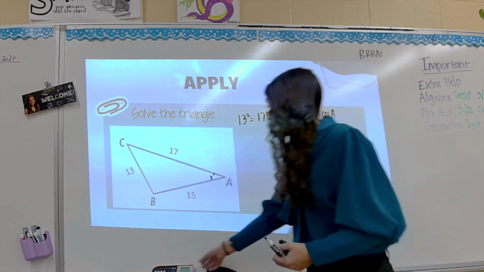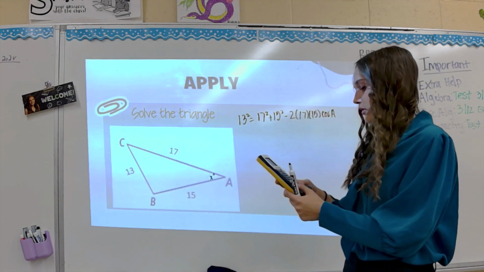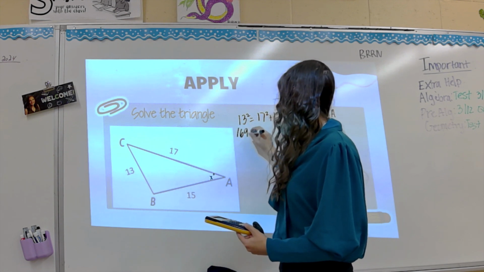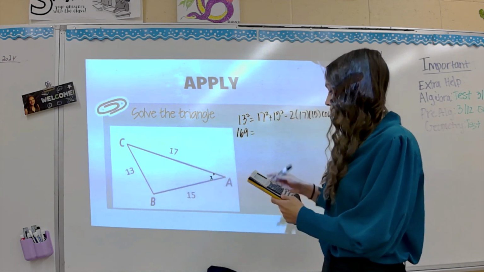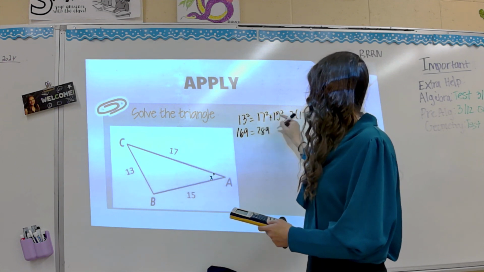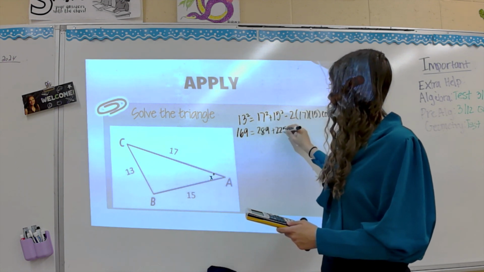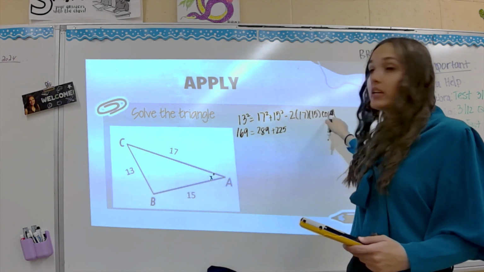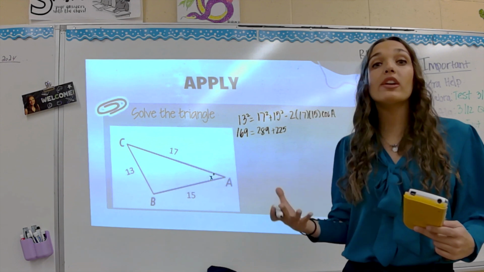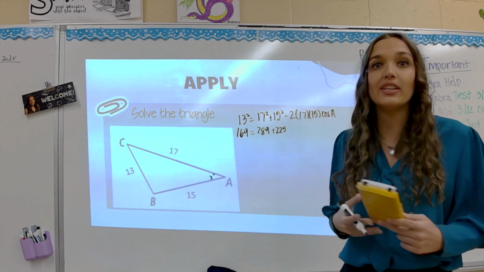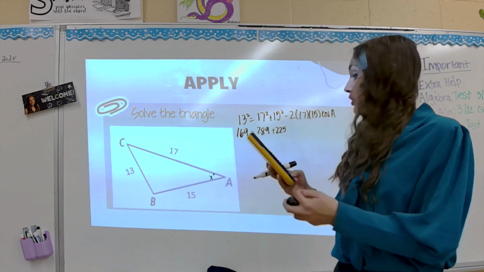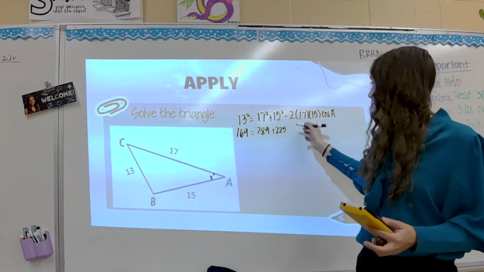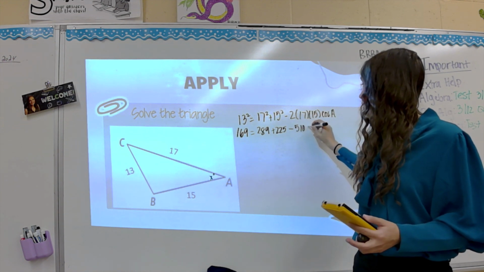Now I'm going to put in my calculator 13 squared, and I get 169, equals 17 squared, which is 289, plus 15 squared, which is 225. Now, I can't combine that with the negative 2 times 17 times 15, because this is a variable. This is something we're looking for. So we can't just combine them because they're not like terms. They don't both have the cosine of A. So I'm going to do negative 2 times 17 times 15, and I get negative 510. So it's going to be minus 510 cosine of A.